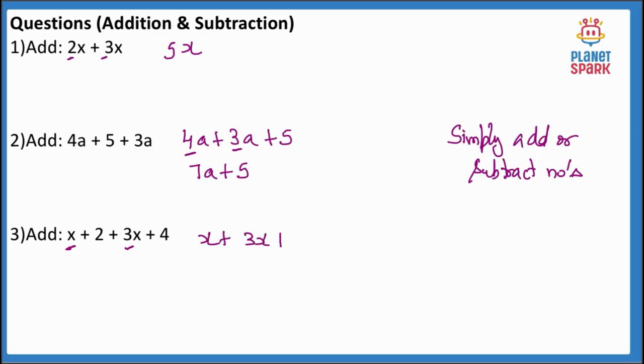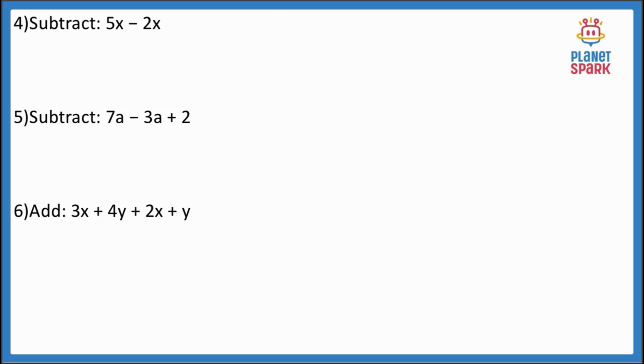Next is x plus 2 plus 3x plus 4. x and 3x are like terms, we'll arrange them together. 2 plus 4 are like, we'll arrange them together. So we have 4x plus 6. Now 4x plus 6 are not like, so we cannot further solve.